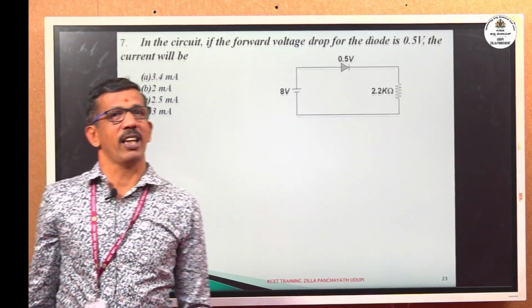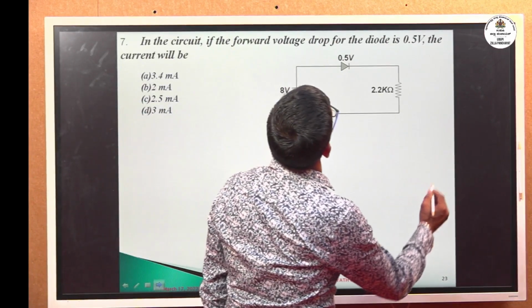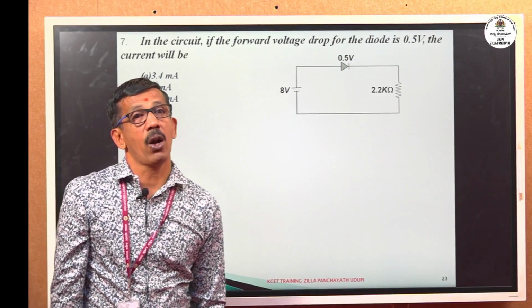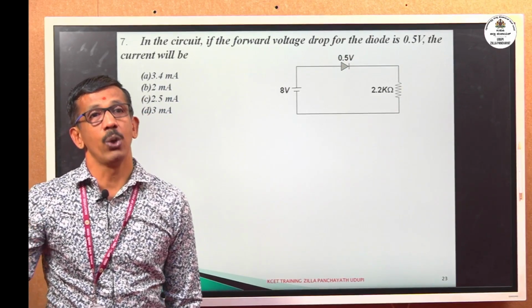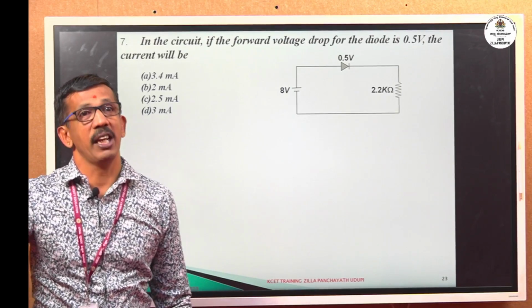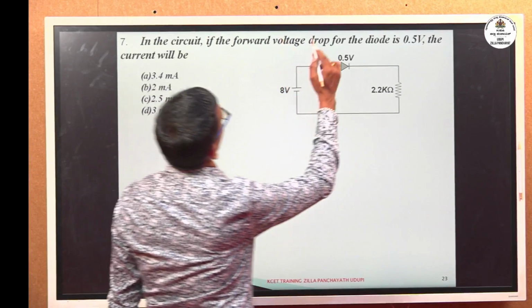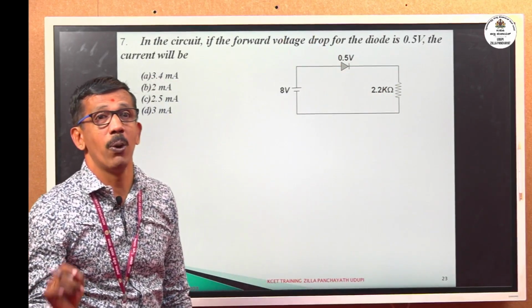Just you see the circuit. In the circuit, the forward voltage drop for the diode is 0.5 volt. Forward voltage drop means when electric current flows through the diode, due to the forward resistance, there is a voltage drop across the junction. That voltage drop is called forward voltage drop, for the diode it is 0.5 volt.